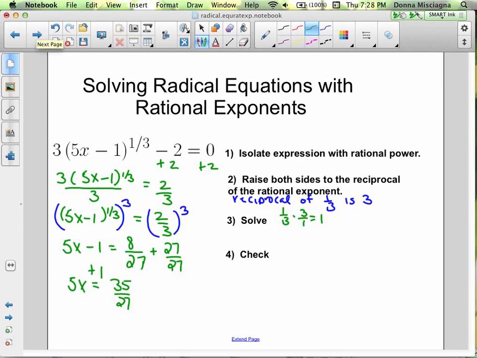And now we have to divide both sides by 5. But if you've got a fraction, don't divide by 5. You're likely to make a mistake. Instead, what do you do when you want to divide by a fraction? You multiply by the reciprocal, right? So instead of trying to divide 35/27ths by 5, we'll just multiply it by the reciprocal. We'll multiply it by 1/5, and that will be a lot easier.